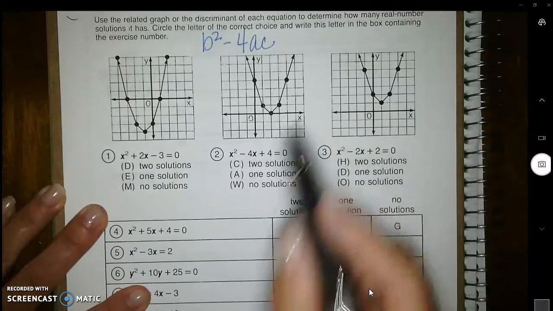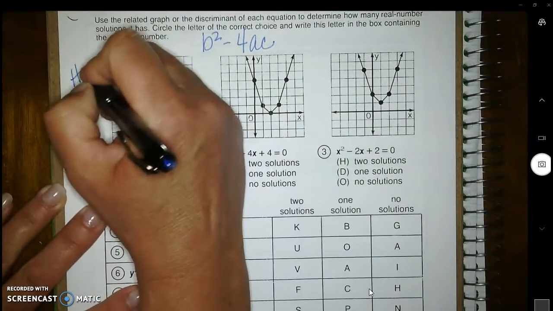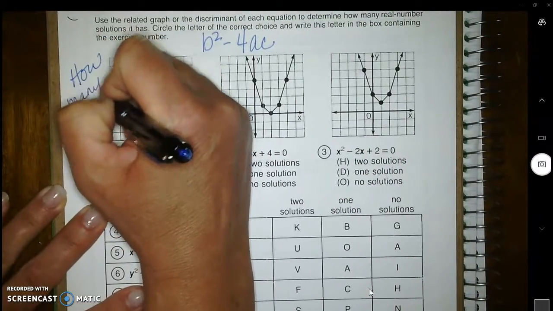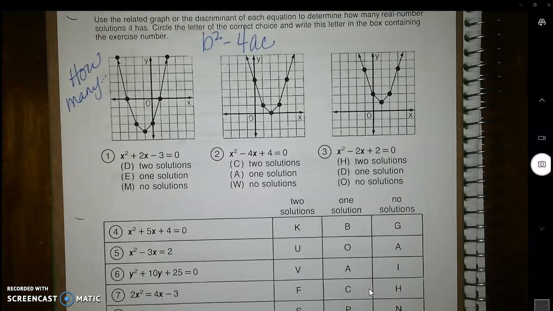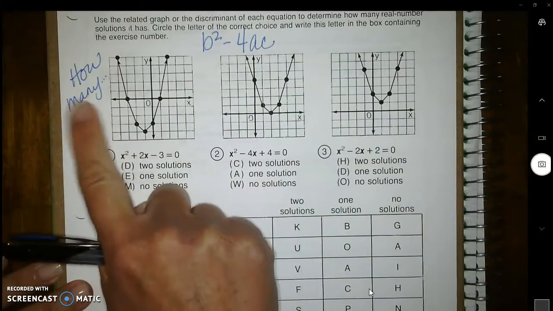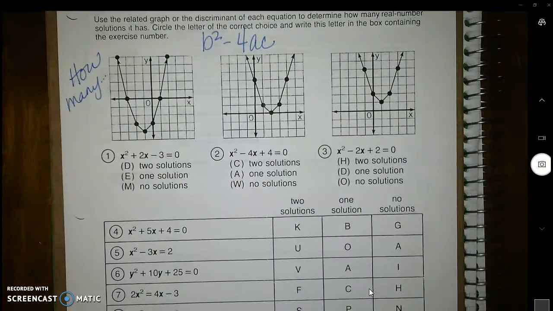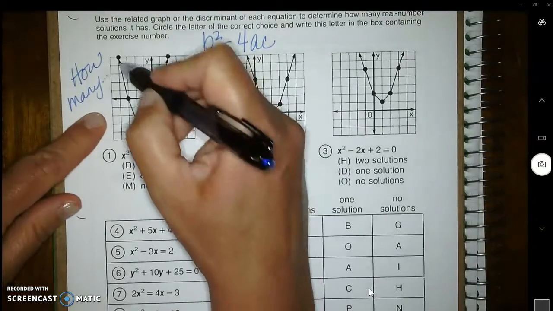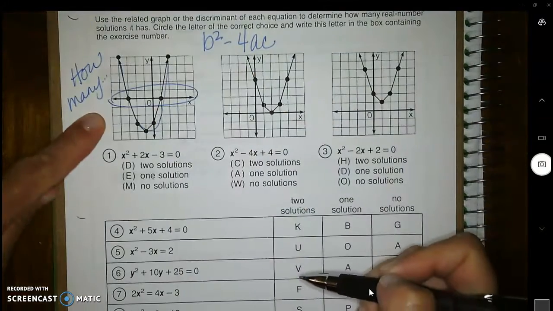Remember, we are just saying how many solutions. That's it. That is the question. Remember, if I ask you how many and you tell me medium, well, that doesn't solve the problem, okay? That doesn't answer the question. So we just want to know how many solutions does it have. Okay, if you take a look at number 1, how many times does it cross the x-axis?